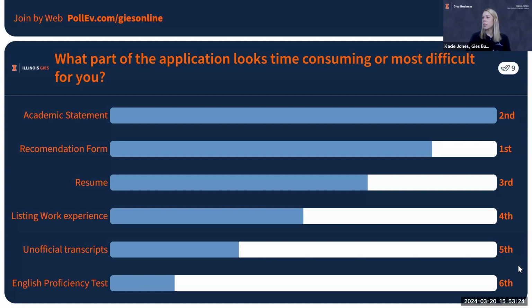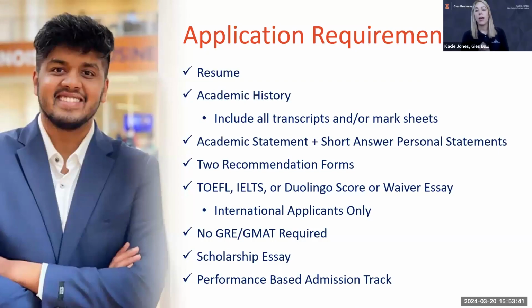Looks like some people are a little worried about the academic statement and the recommendation form. So we'll hit on those certainly just a little bit more in depth. I'm going to pull up a list of what is required for the application process. This is mostly for our degree programs, but I'll call out those that are required for the graduate certificates as well. So we are going to want to see a copy of your resume.